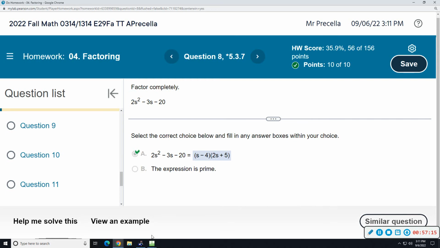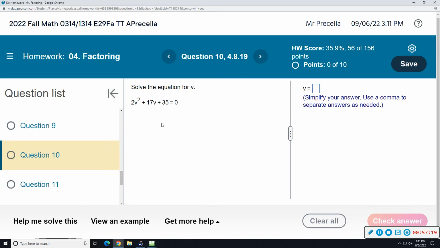Tim, click on problem 10. But don't write that down yet. See, here on problem number 10, is there an equal sign?